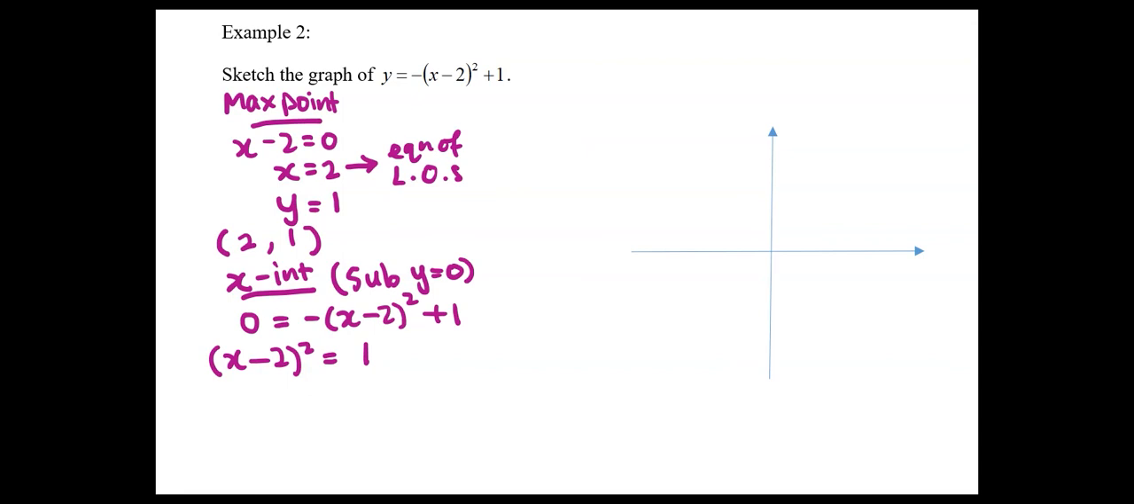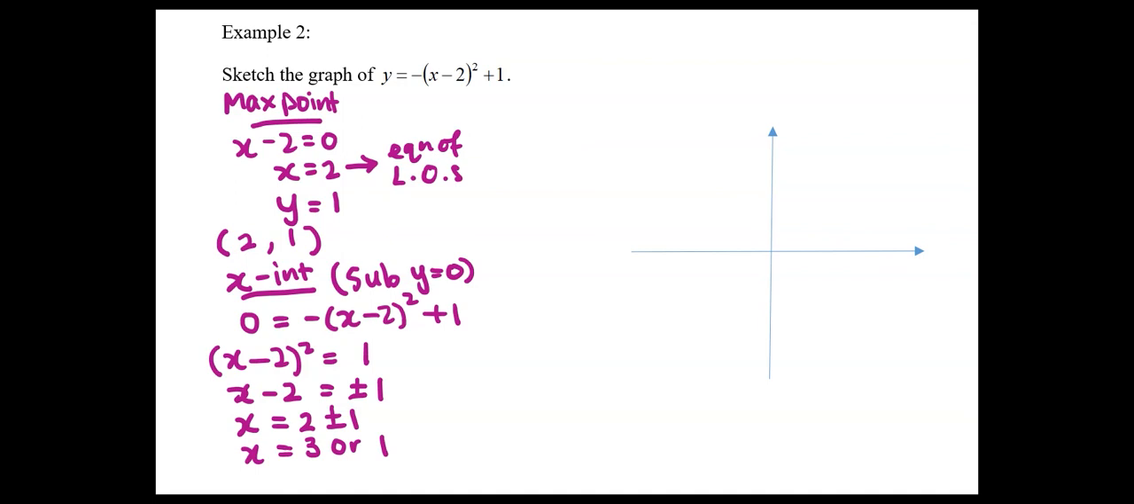And after you take a square root on both sides, the left hand side will no longer have any square, and on the right hand side you have plus or minus square root 1, which is just 1, so that's fine. Upon further solving, we have 2 plus or minus 1, so that means x equals 3 or x equals 1. Okay, so that's our x-intercept.